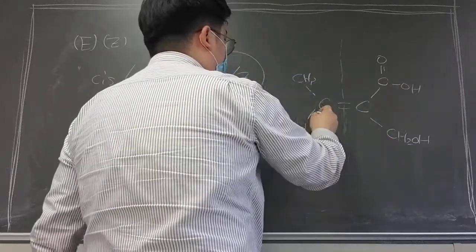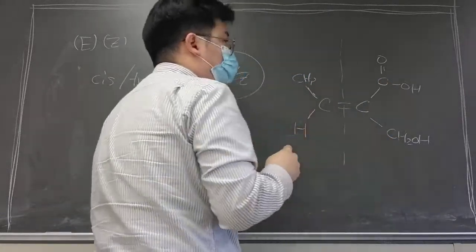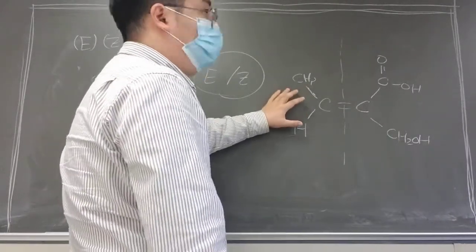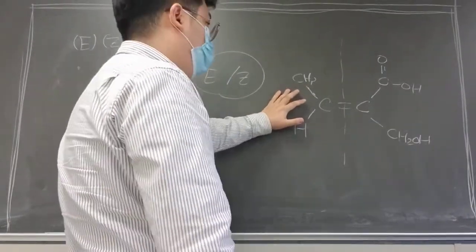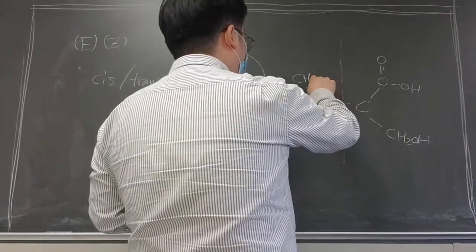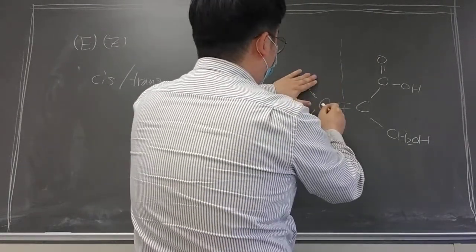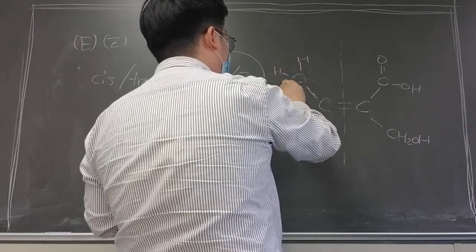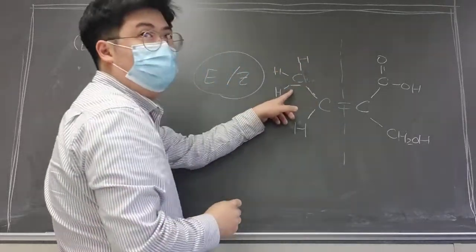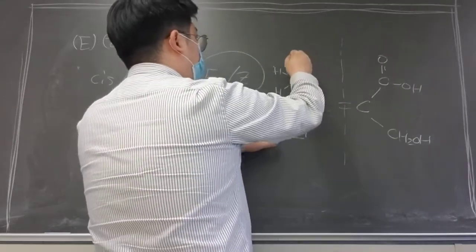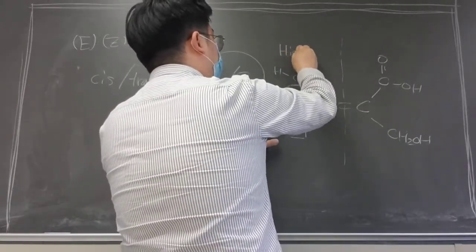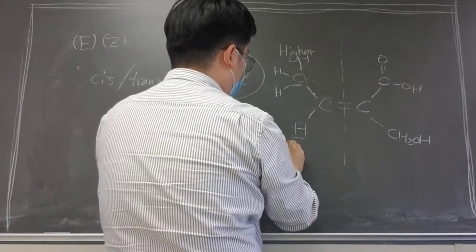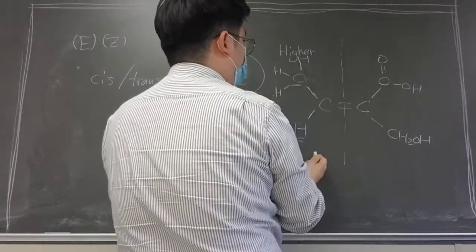To rank the priority of each substituent group on a carbon, you're going to use the Cahn-Ingold-Prelog convention. If you write this one more precisely, this is what it looks like. Carbon is higher in atomic number than hydrogen, so this one is higher priority than this one. This is relatively speaking lower. So you're done with this part here.